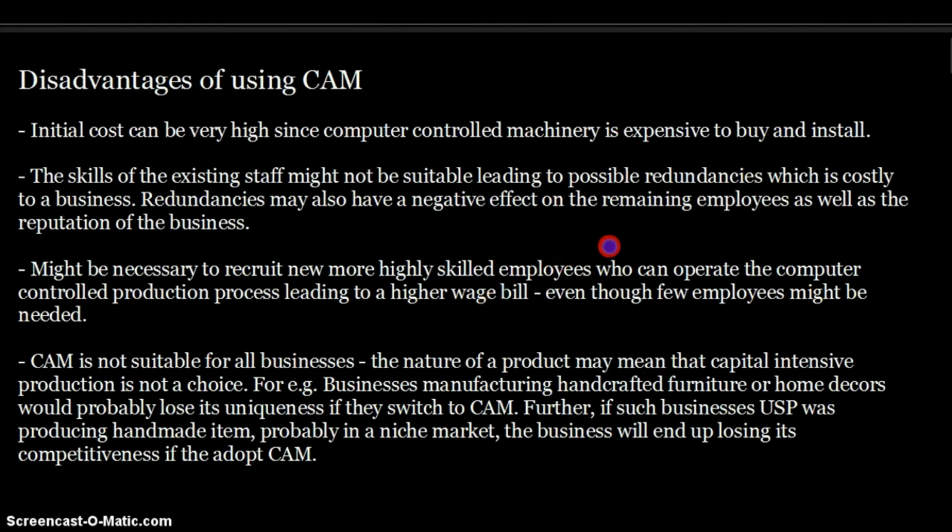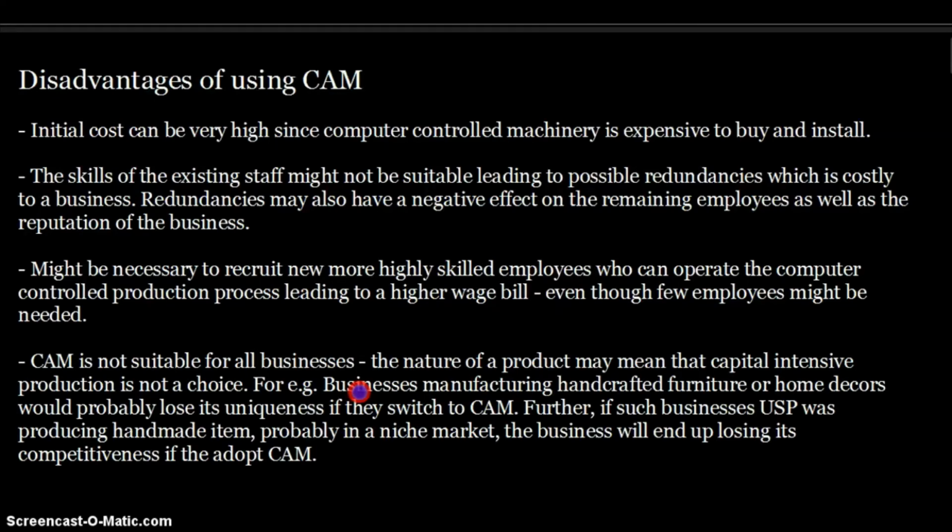Yeah, redundancies for camera design. This was not the case. Why? Because we don't have that many employees in camera designing. It might be necessary to recruit new, more highly skilled employees who can operate the computer controlled production process, leading to a higher wage bill, even though few employees might be needed. That's the same thing as the camera designing part.